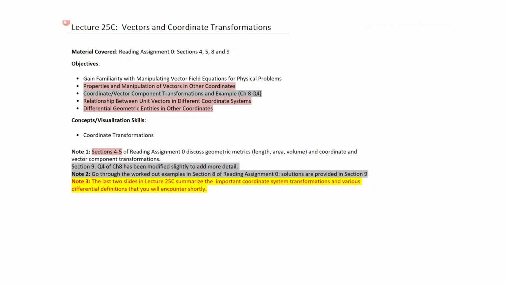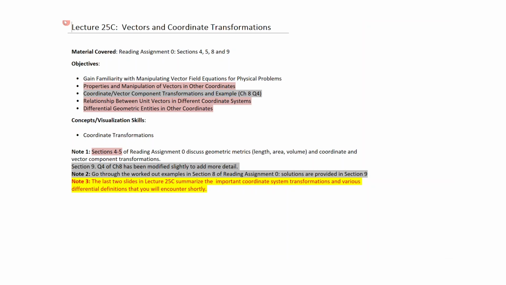And this can be basically in different coordinate systems, specifically cylindrical and spherical coordinates. Second is the properties and the manipulation of vectors in other coordinates. Thirdly, coordinate and vector component transformations, and in particular an example which we'll look at, which is question 4 from chapter 8 of the document. The relationship between unit vectors in different coordinate systems, and finally different differential geometric entities in other coordinates.